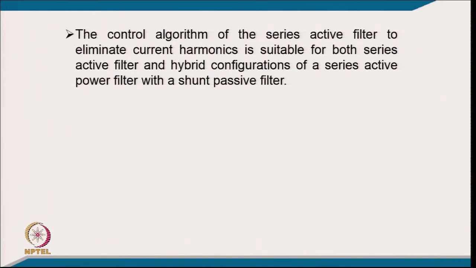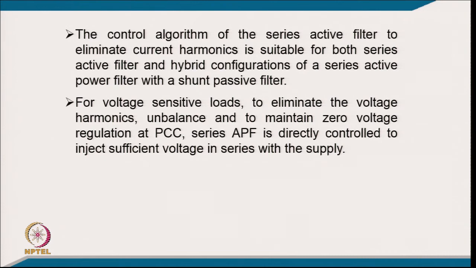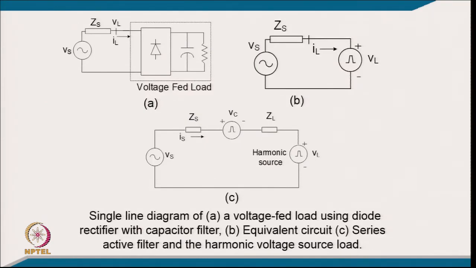and hybrid configuration of series active filter and shunt passive filter. For voltage sensitive load, to eliminate the voltage harmonics, unbalance, and to maintain zero voltage regulation at PCC, a series active filter is directly controlled to inject sufficient voltage in series with the supply. And this is the typical case, which I was mentioning, that you have a voltage fed kind of load, typically, and you draw what you can call uncontrolled current, and you can think about how it really behaves, and you can inject a voltage in a way that you can reduce the harmonic current also in that.